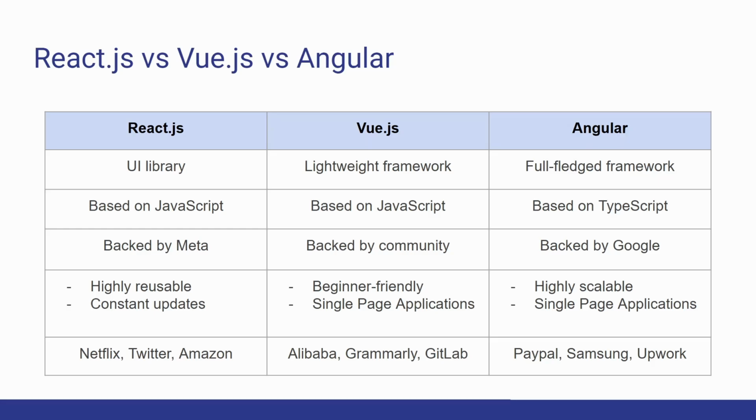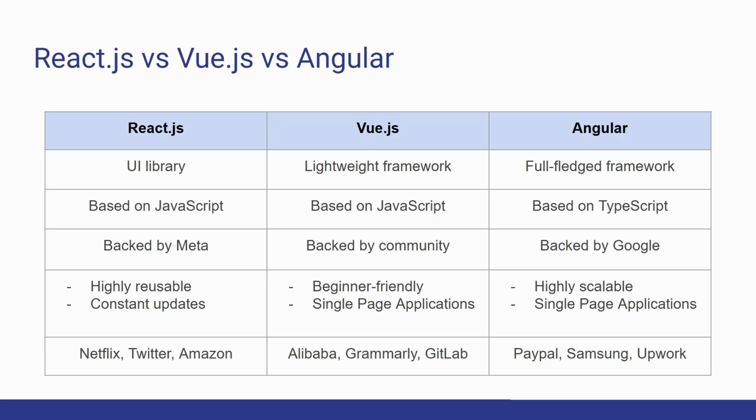Among these three, only Vue is community-driven. React is maintained by Meta, and Angular is backed by Google, making it one of the most enterprise-friendly frameworks. React is highly reusable, as we have discussed earlier. Angular is also highly scalable, as it provides a complete solution with built-in tools for large applications. Vue is beginner-friendly due to its simplicity. Each technology is used by different companies based on their needs.